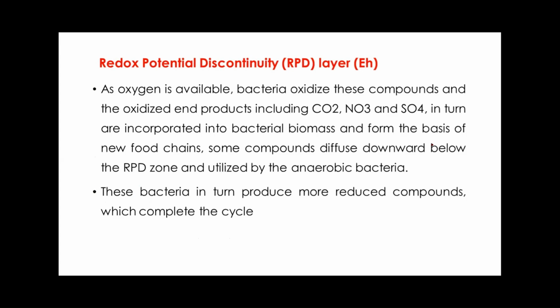So what happens is that in the top layer, do I have any image for this? No, I don't have. So we can say that the redox potential discontinuity layer is a transient zone between the upper aerobic part and the lower anaerobic layer. So in the top part, you have the bacteria oxidizing these compounds. If the oxygen is available, bacteria oxidize this, and the end products, including CO2, N2O, and SO4, are in turn incorporated into the bacterial biomass. And now below the RPD zone, we have anaerobic condition, and redox potential changes from positive to negative. So that is a layer called the redox potential discontinuity layer.